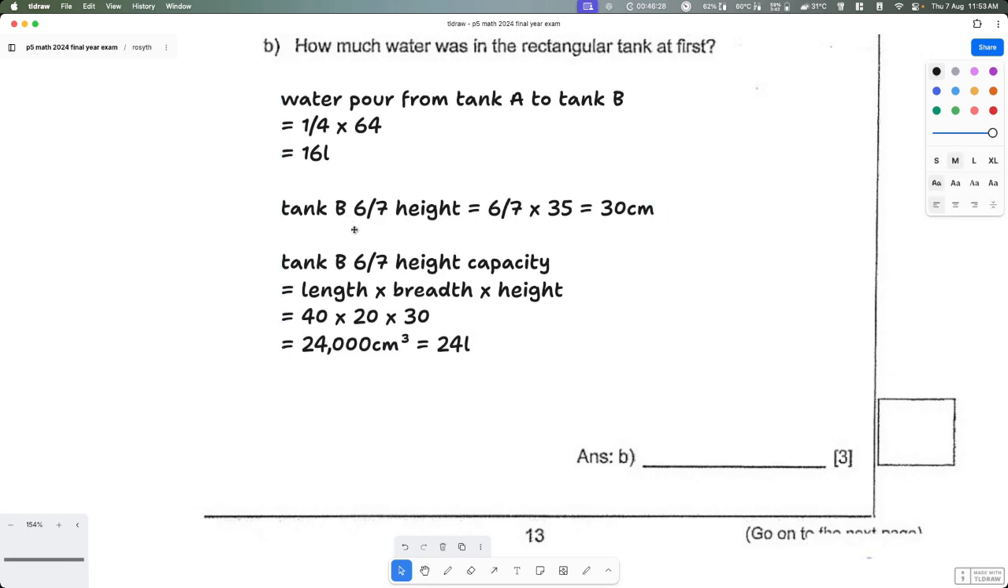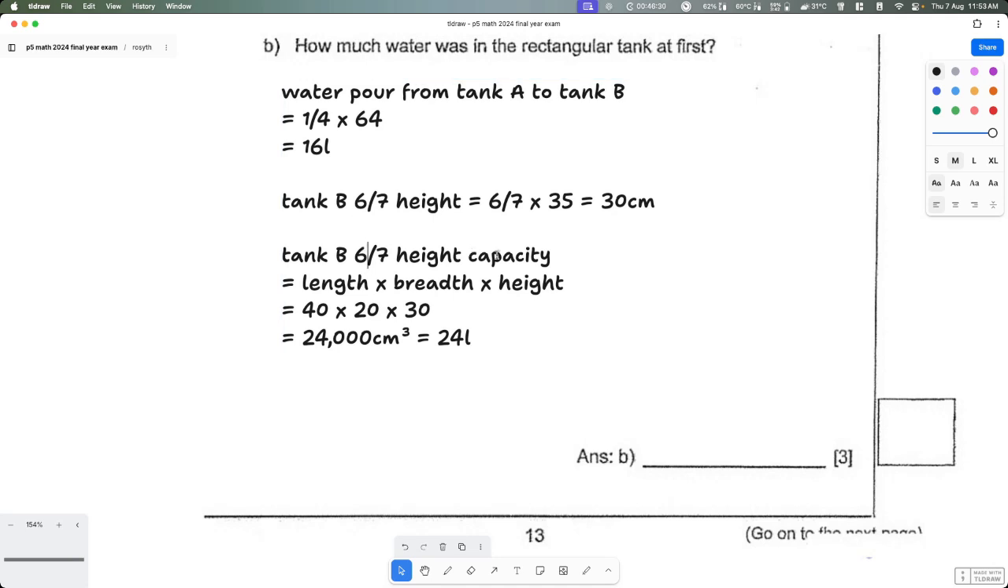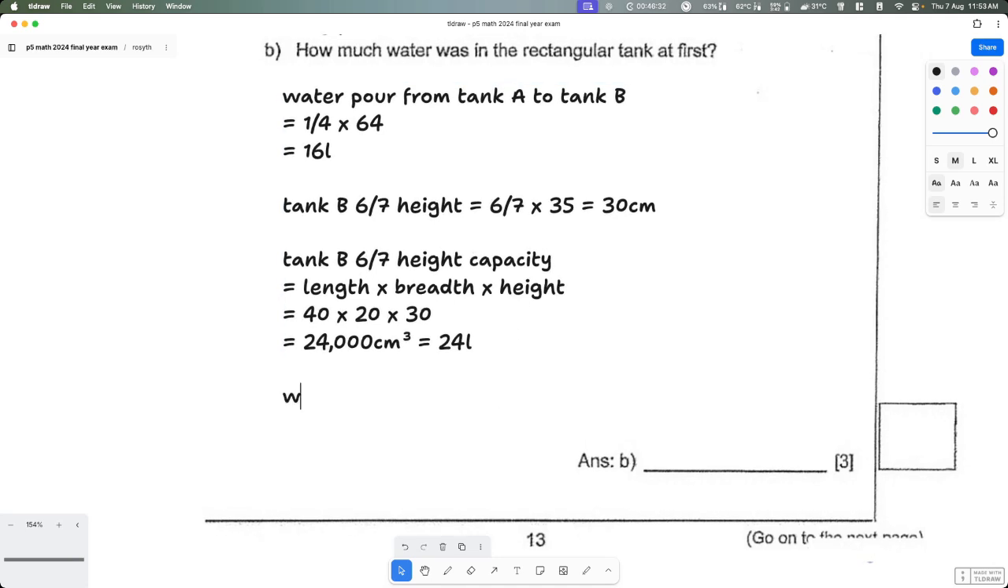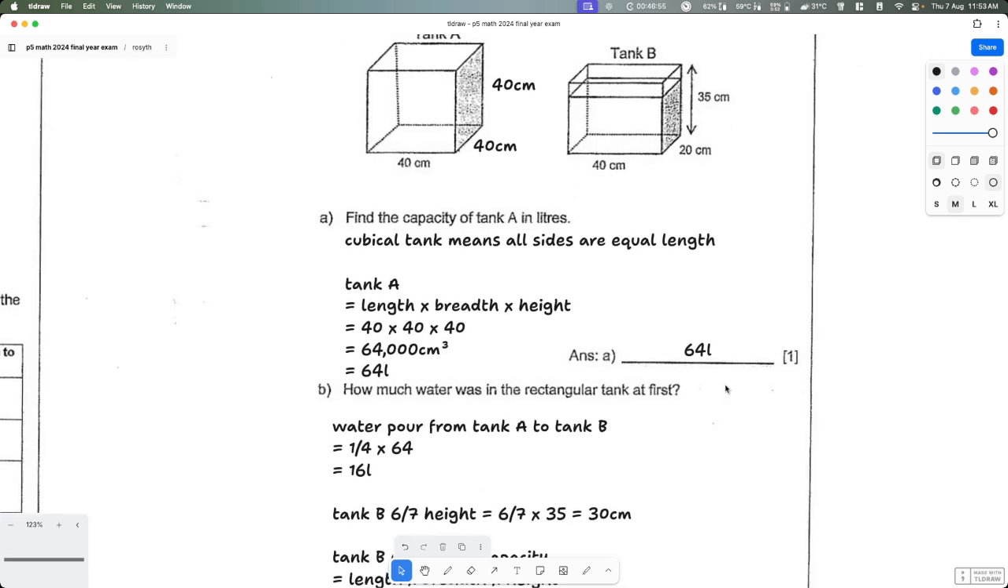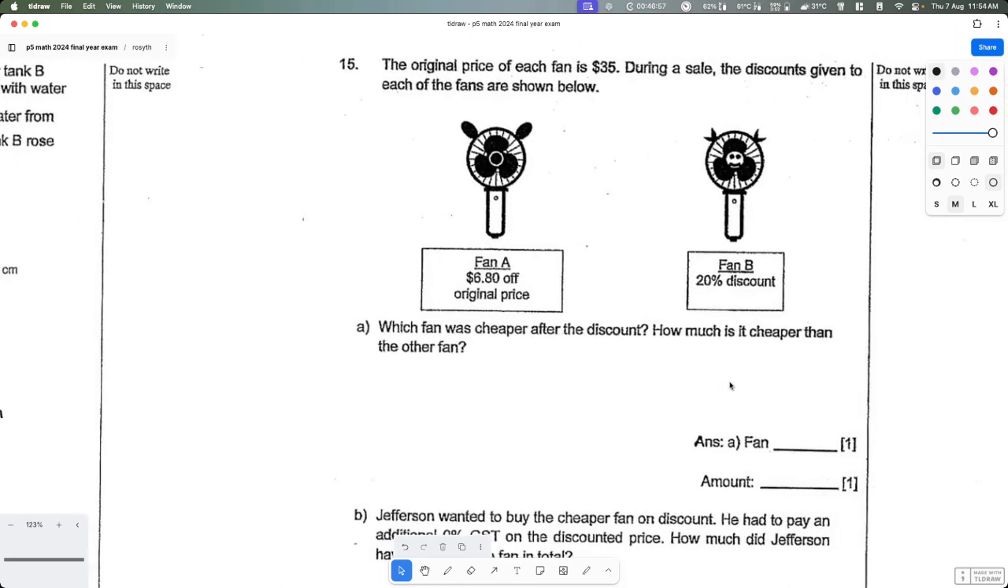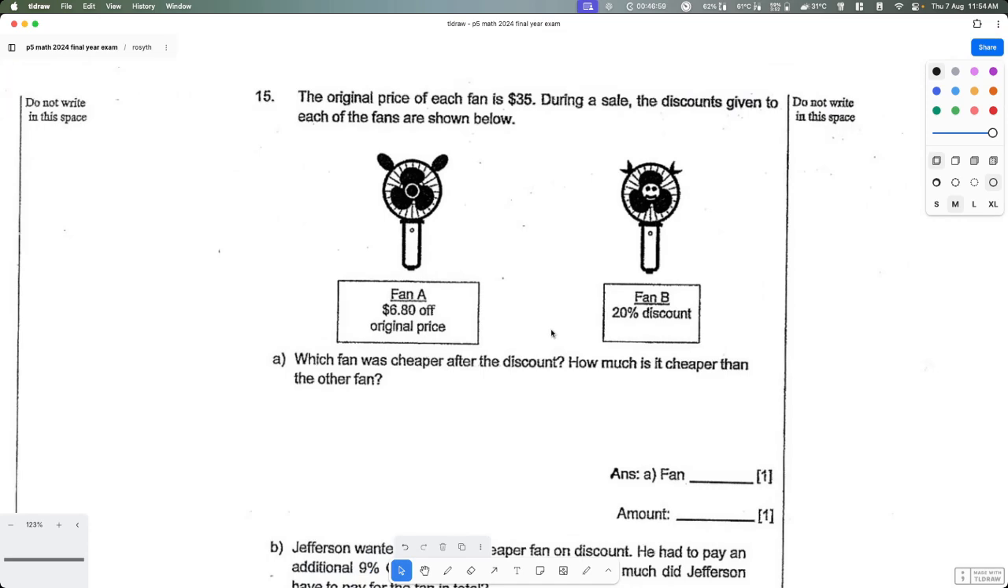So from here, tank B 6/7 high capacity. So water at tank B at first is equal to 24 minus 16. This will give you 8 liters. Okay, that's it. So the answer to this is 8 liters. Okay, 8 liters, right? Let's move on. Okay, next one.